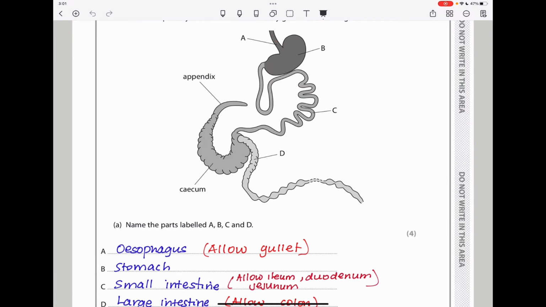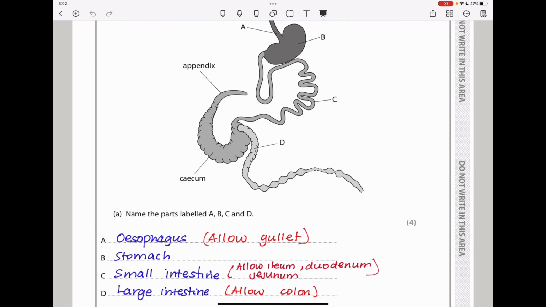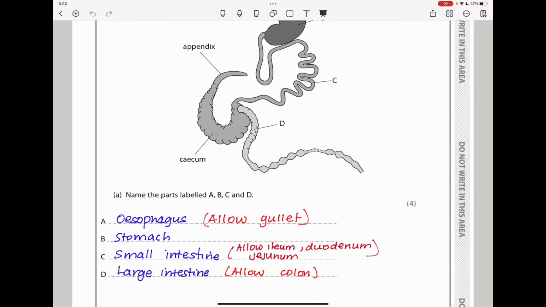A, you can see this is leading to the stomach, so we can call this the esophagus, or some people can call it the gullet. And B is the stomach. This is similar to the human, the way it's shaped, so that is the stomach. Now, the way this one is coiled, you can see it's going to be the small intestine. And then lastly, we can see the large intestine as part D.